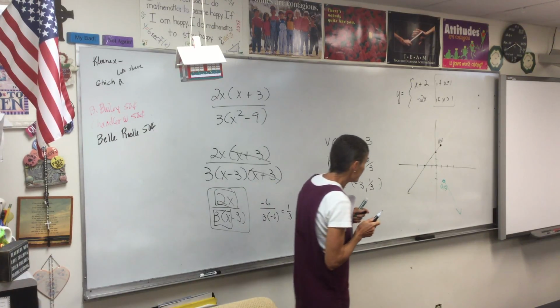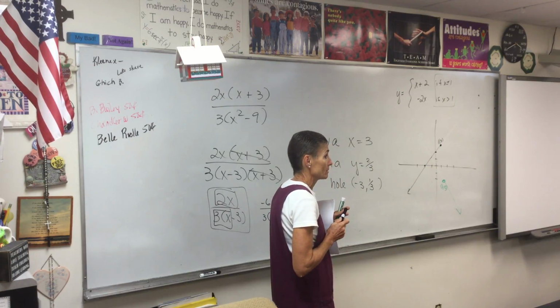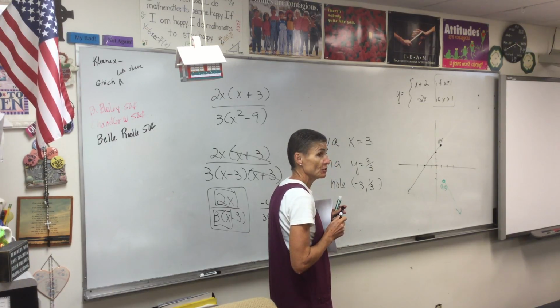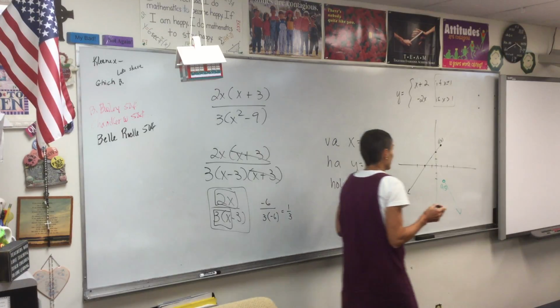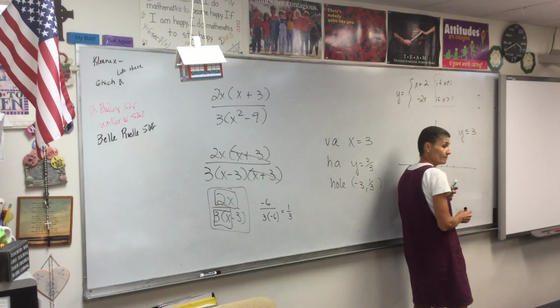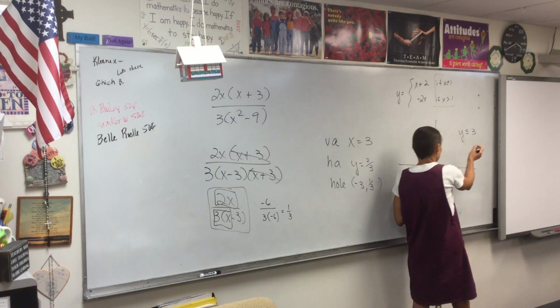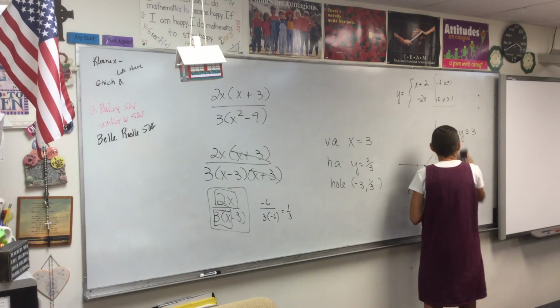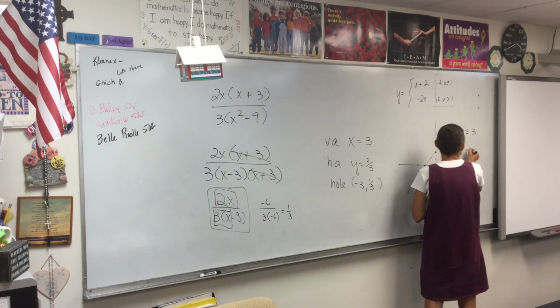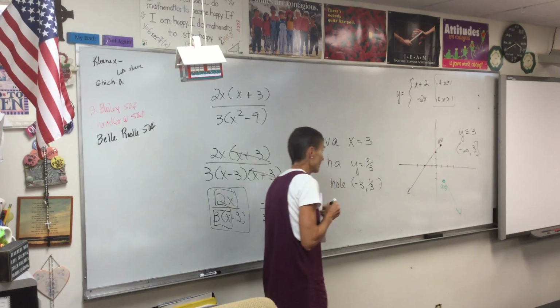The range you have to figure out. So tell me about the range. Negative infinity to 3. Patty, if you want to say y is less than or equal to 3, that's fine. Everything below 3, but in interval notation, it would be negative infinity to 3. That would be your range.